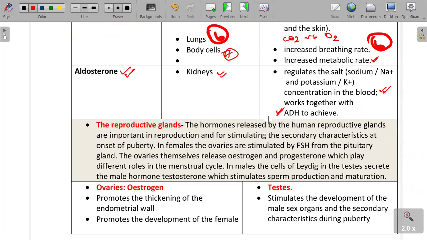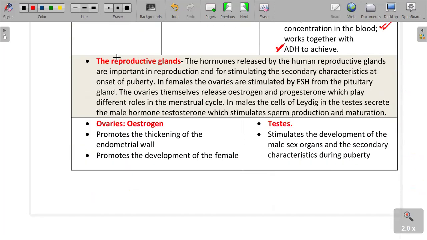Let's look into reproductive glands. Hormones released by human reproductive glands are very important in reproduction and for stimulating secondary characteristic development at the onset of what? Of puberty.